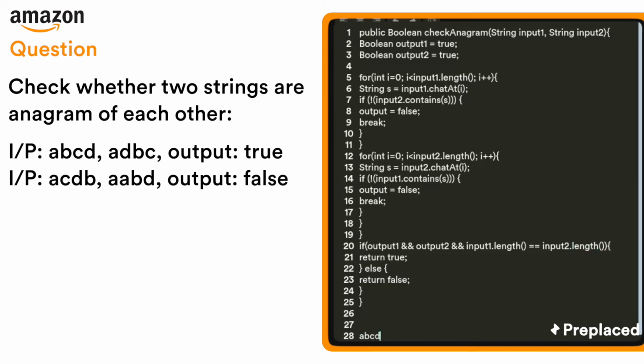A B C D, A B C. This use case will work because B is missing. It will find out in these loops. Okay, A B B C D, A B C D. What about A B B C D, A B C D? It will return false because input one's length does not match input two's length, even if output one and output two return true. Okay, what else can be there?